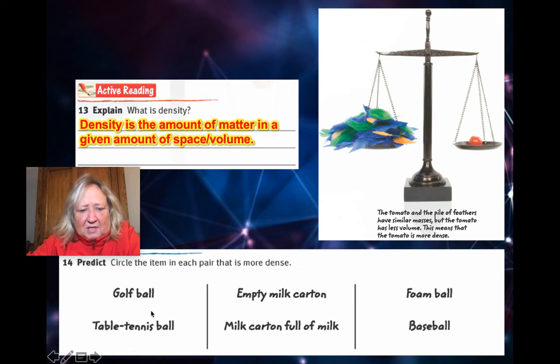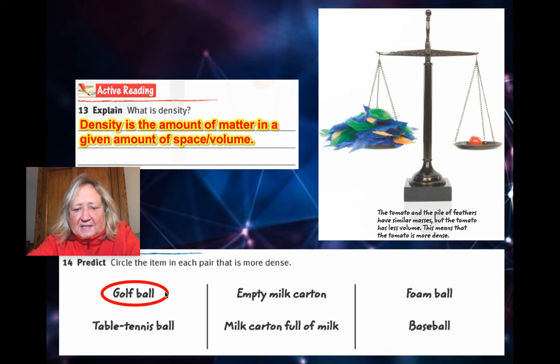So let's look at these three examples down here. Which one do we think is more dense or have a greater density? So if you have a golf ball and a table tennis ball, they're roughly the same size. Which one do you think would have more mass? Okay, the one with the more mass would have more density or would be more dense, and that is the golf ball.